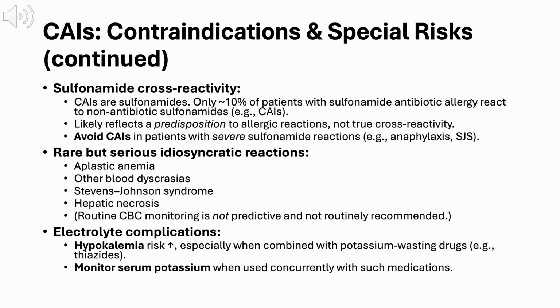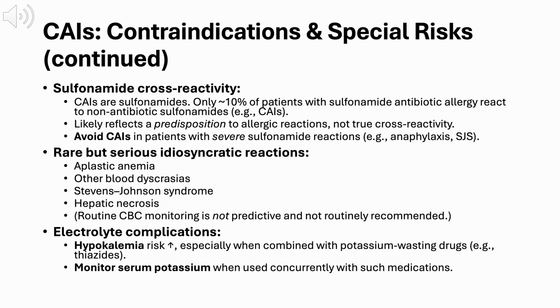Continuing with the contraindications and special risks of carbonic anhydrase inhibitors, let's touch on a few important safety concerns. Because CAIs are sulfonamides, they can occasionally trigger allergic reactions in patients with sulfa allergies. However, true cross-reactivity with sulfonamide antibiotics is uncommon. Only about 10% of patients show a reaction. It's thought to reflect a general predisposition to allergic responses rather than a structural cross-sensitivity.